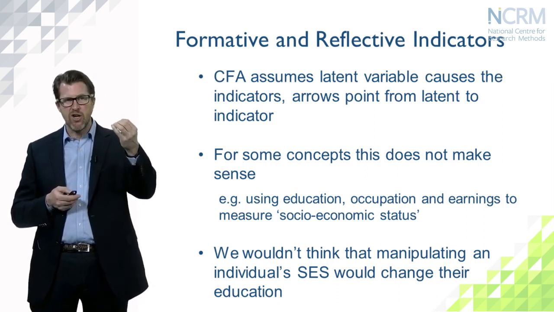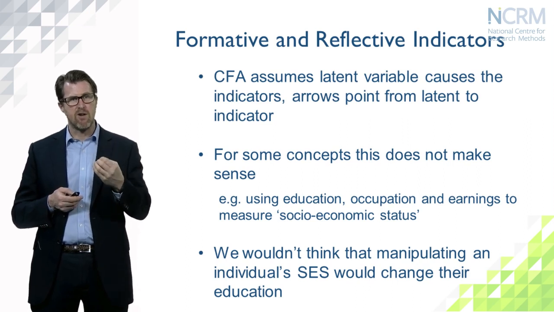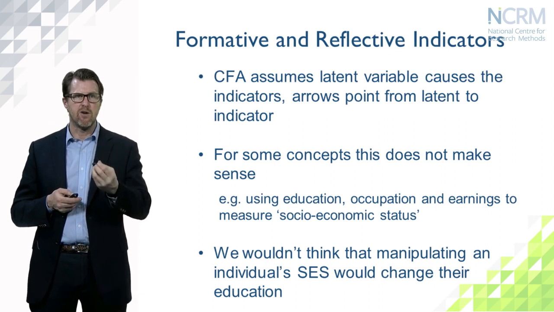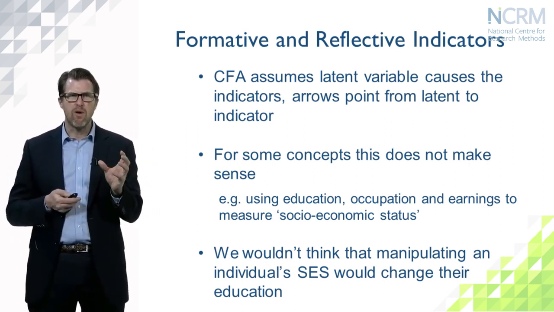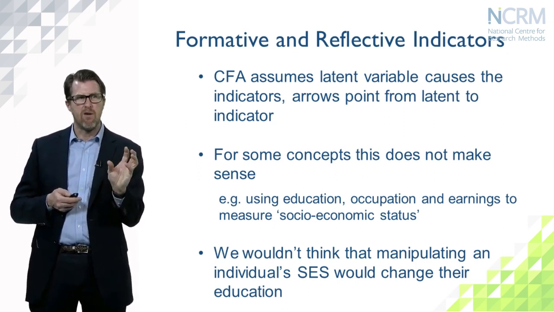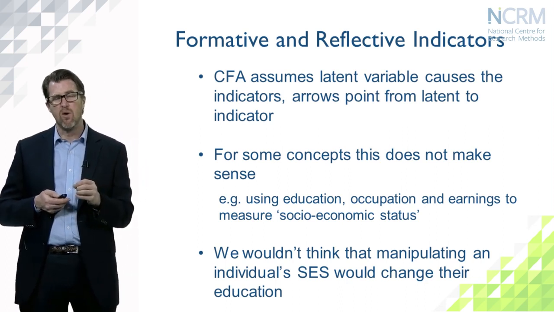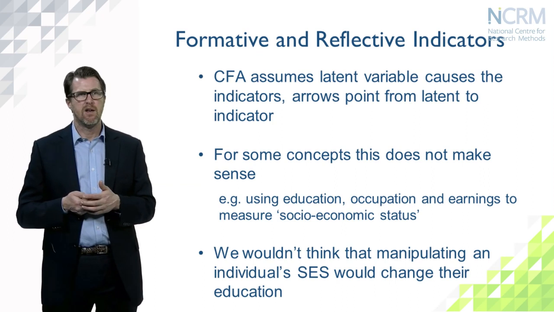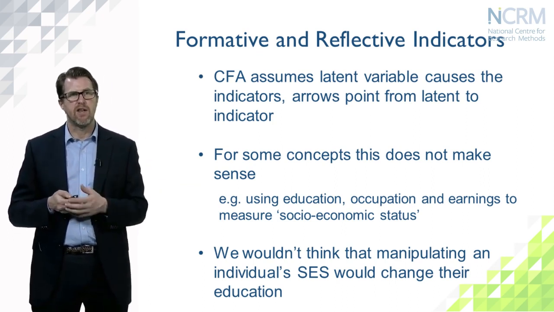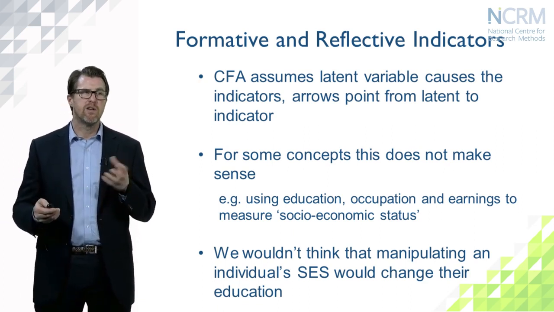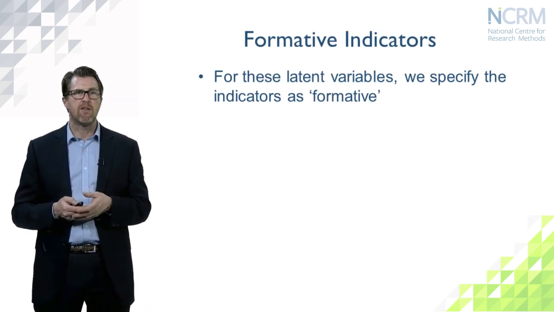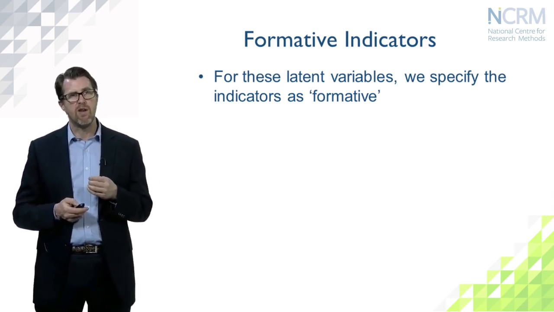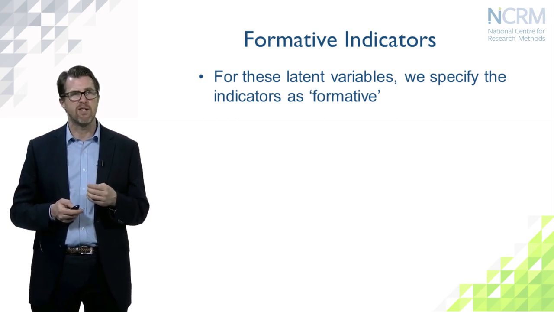So someone's level of education influences their socioeconomic status, as do their earnings. So now we're in a situation where the causality makes more sense to flow from the indicator to the latent variable. So the key point here is whether, if we could somehow change someone's score on the latent variable, it would make sense to change the score on the observed indicator. Now, for some concepts that makes sense, for others it doesn't. And in the case where it doesn't make sense, we would essentially turn the arrows round and make the arrows point from the indicators to the latent variable. And in this context, we've now got what we call formative indicators rather than reflective indicators.